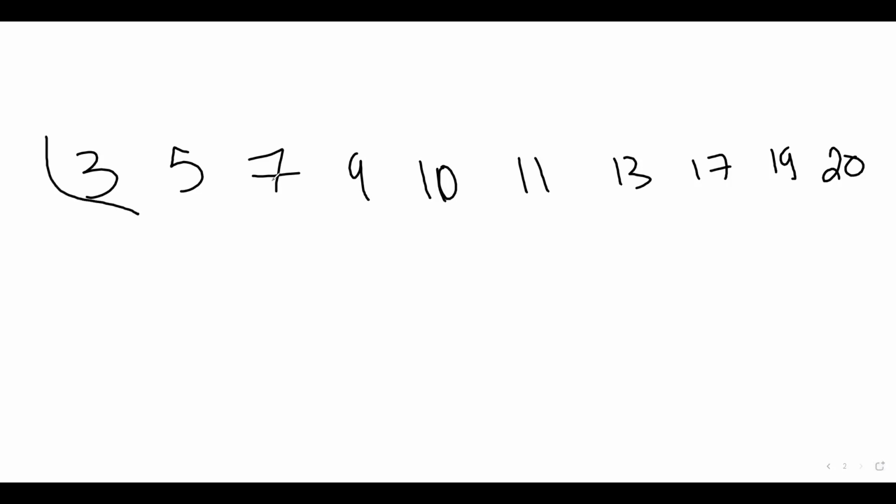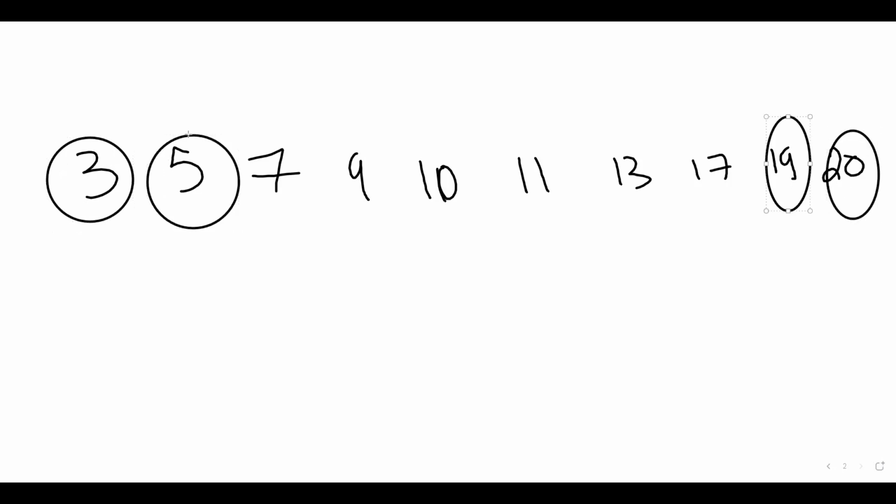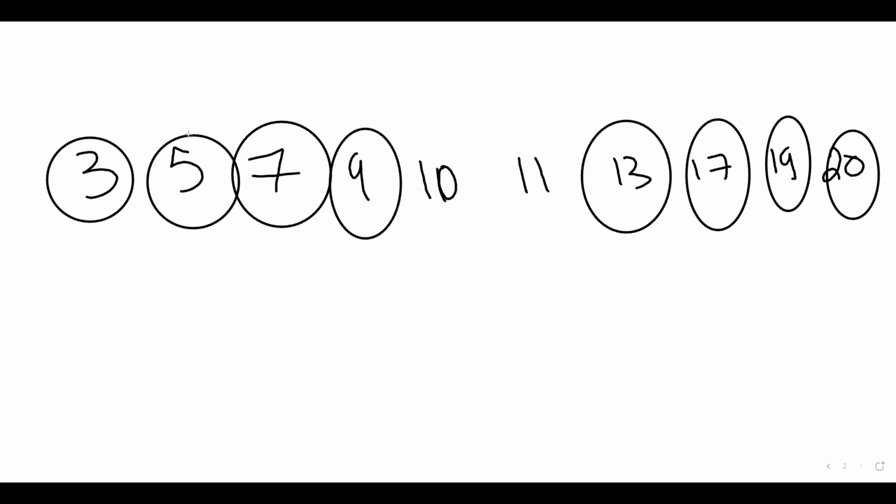Let's say that this number plays with this number, and this number plays with this number, and this number plays with this number, and this number plays with this number. When I come to the middle, we have 2 numbers. Can I choose 10? No. Can I choose 11? No. I cannot choose either 10 or 11.